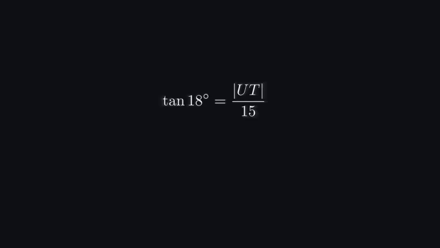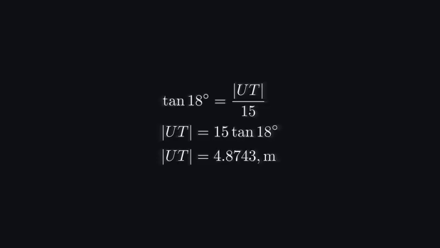Tan 18 degrees equals UT over 15. UT equals 15 tan 18 degrees. UT equals 4.8743 m, which rounds to 5.